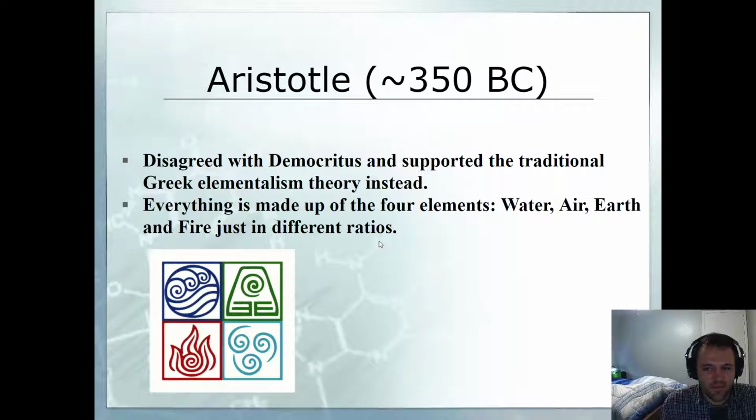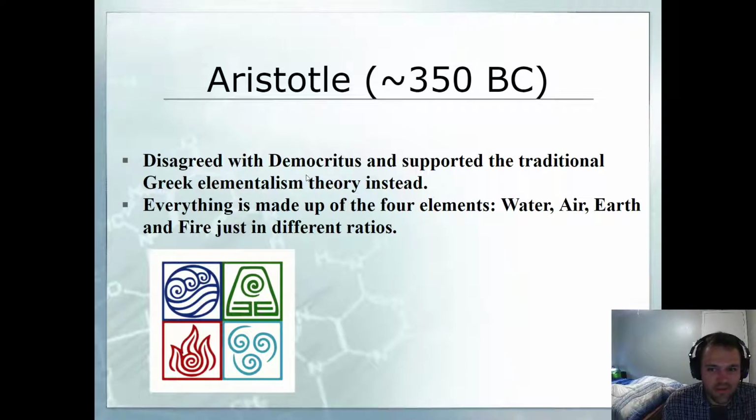And that was that everything is made up of 4 elements: water, air, earth, and fire, just in different ratios and different combinations. So mud would be earth and water together. Steam is water and air and fire all mixed together. All kinds of different stuff they had ideas about, but it was not in line with what Democritus thought.